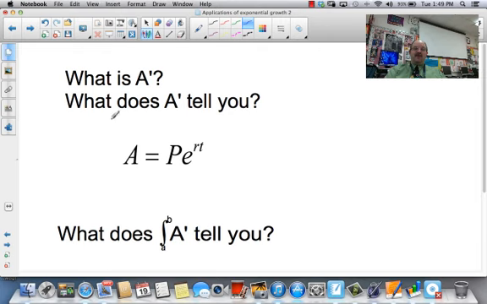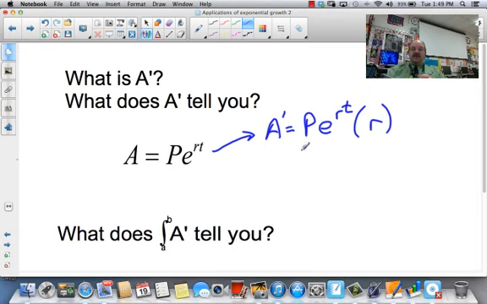All right. So what is A prime? If P e to the rt is my rate of continuous interest, what is A prime, and what does A prime tell me? So I take the derivative of this, A prime. Well, P is just a constant, so that's just going to be part of the situation. And what's the derivative of e to the something? The derivative of e to the something is e to that same something multiplied by the derivative of that something. And so the derivative of rt is r, if we're doing it relative to t.